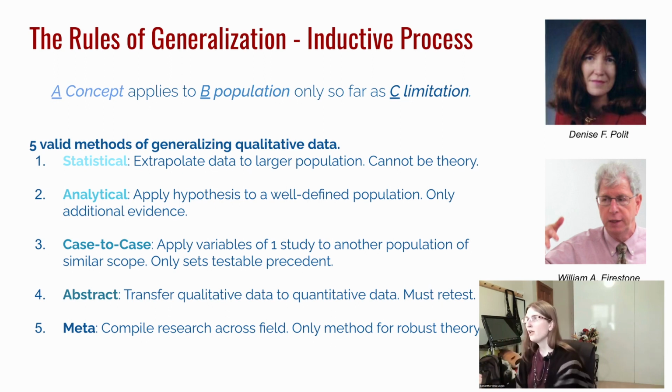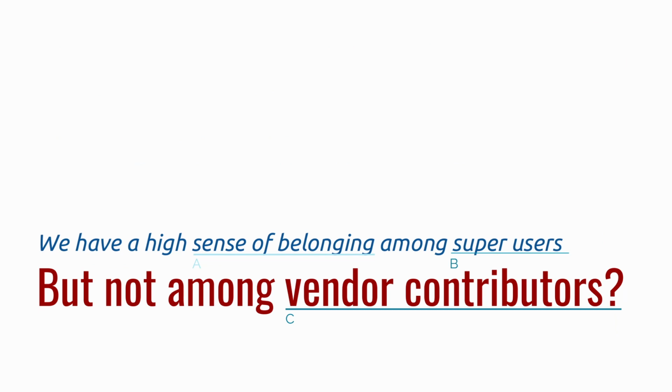Why or why not? So as an example, we have a high sense of belonging among our super users, but that high sense of belonging is not reflected among our vendor contributors. What happened? The variables may not have changed, but because the scope did, there is something to be learned there. And that something to be learned can be codified, abstracted, and used for your metrics journey.